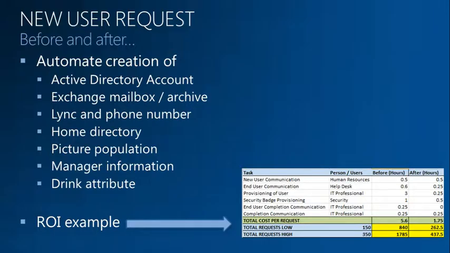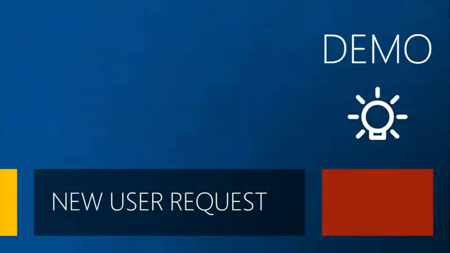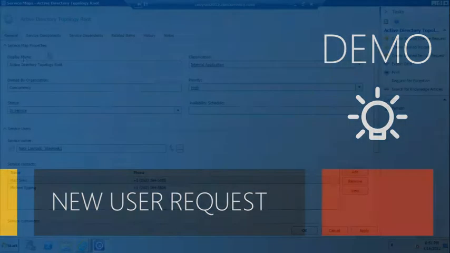So, for example, in our request, we're doing the Active Directory account, the Exchange mailbox, the Lync account, the phone number for the Lync, home directory, picture population, manager information, and the Active Directory drink attribute, which you may or may not know about. So we populate all these things, and this allows us to do it quickly. I, for one, hate doing new user requests, so I'm really glad that we don't have to do this anymore. So I'm going to go into my demo system.